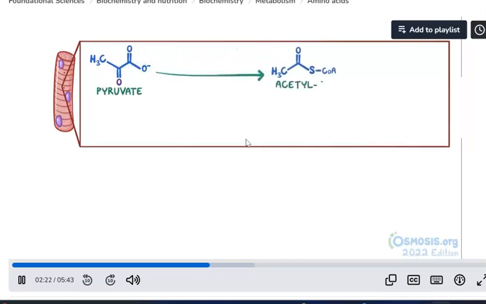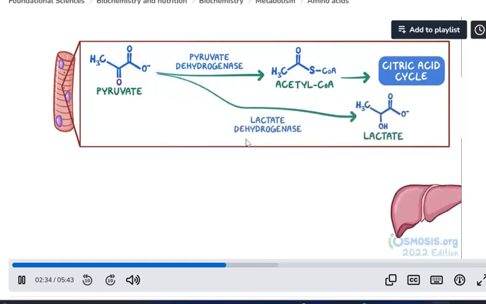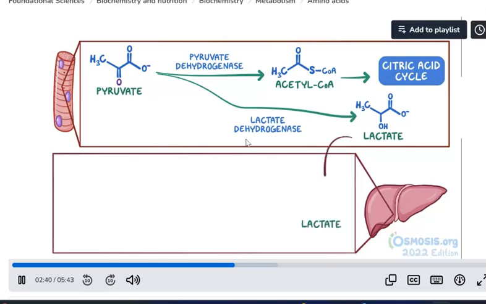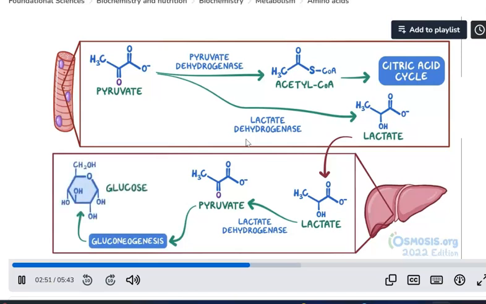First, it can be converted into acetyl-CoA by pyruvate dehydrogenase in the muscle cell, and then the acetyl-CoA can enter the citric acid cycle. Second, pyruvate can be converted to lactate by lactate dehydrogenase, and lactate can then travel to the liver. Because this is a reversible reaction, lactate can be reconverted back to pyruvate in the liver by lactate dehydrogenase as well. Within the liver, pyruvate can enter gluconeogenesis and help form a new glucose molecule. Glucose can then enter the circulation and go back to the muscle cell, where it can be broken down in glycolysis to make ATP and our original friend, pyruvate. This nifty little cycle is called the Cori cycle.